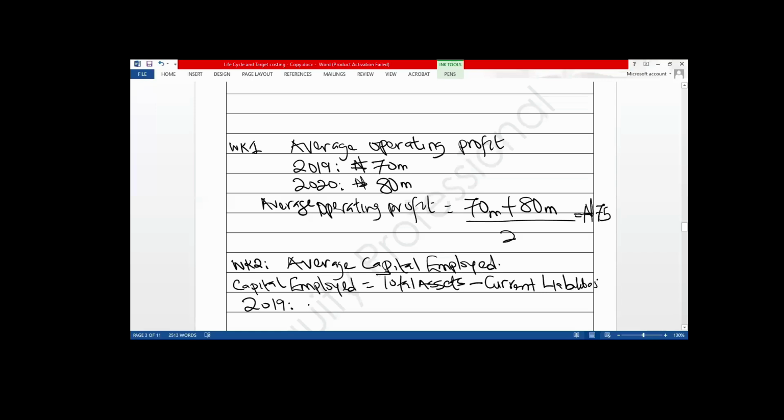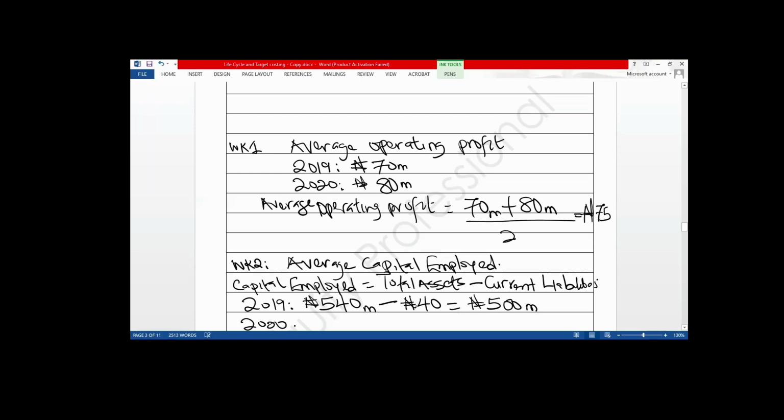You are supposed to open question 540 on your system. How much? 540 million for 2019. 540 million minus current liability. Check 2019. What is the current liability value? 40 million. That means capital employed in 2019 is 500 million.